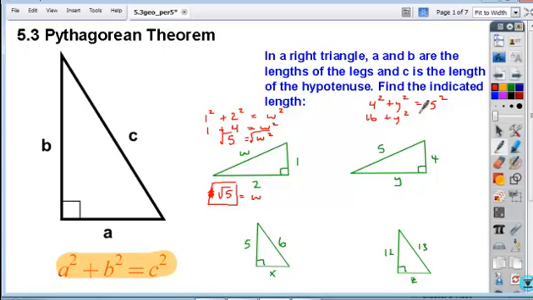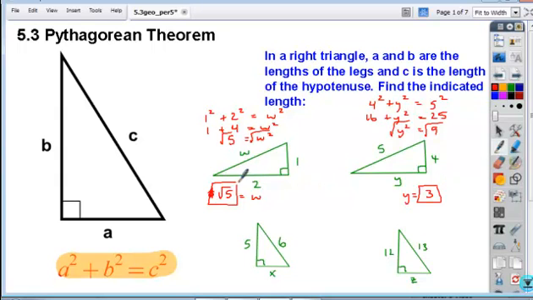Expand each of your terms. Combine your like terms or isolate your variable. So here the y squared needs to be isolated. If we subtract 16 from both sides, we're left with 9. Extract the square root, and we get y is equal to, again, plus or minus the square root of 9, which is 3. You can disregard the negative since we're dealing with a length. And so your answer is 3.